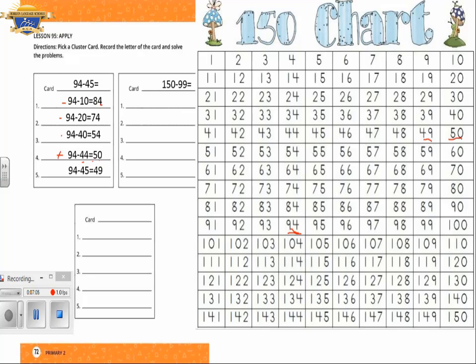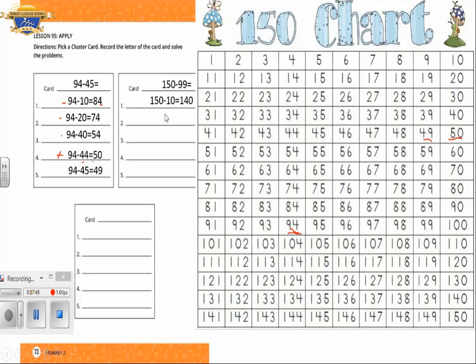150 minus 99. We need to make cluster problems. The first problem we will make, we will take 1 ten from the 150. Okay? So I here subtract tens, but I have here hundreds, tens and ones. Remember, when we subtract tens, the ones remain the same, and also the hundreds remain the same.